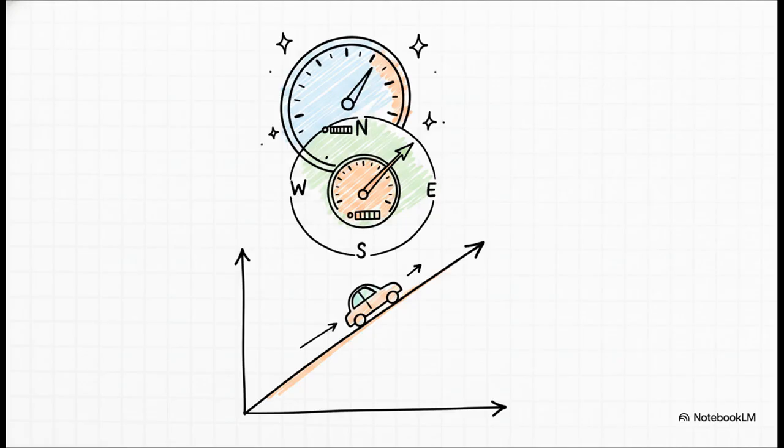Let's lock this in with a quick recap. Speed is magnitude only, while velocity is magnitude plus direction. Constant speed can still mean changing velocity if the direction shifts. And finally, on a position time graph, the slope equals the rate of change, or the velocity.